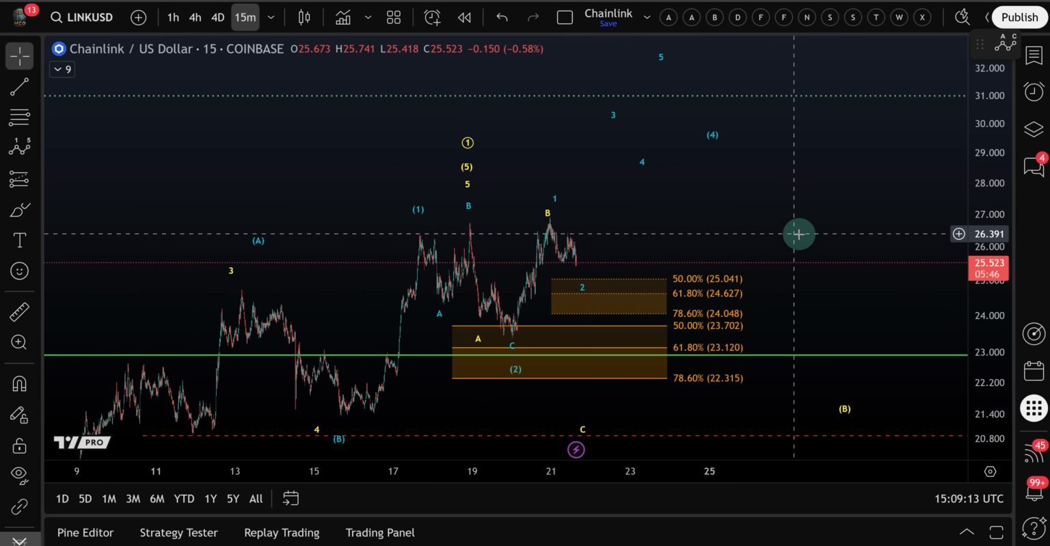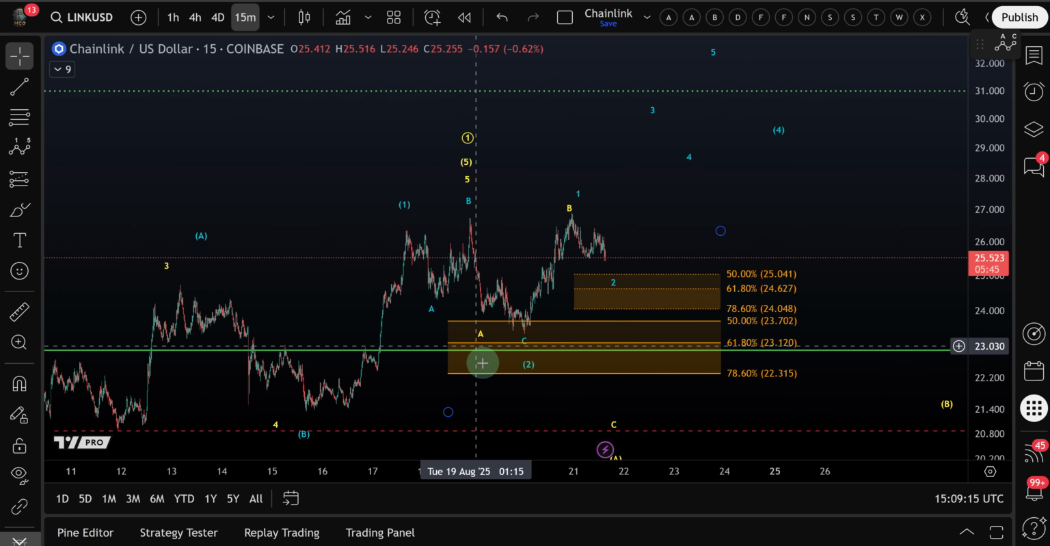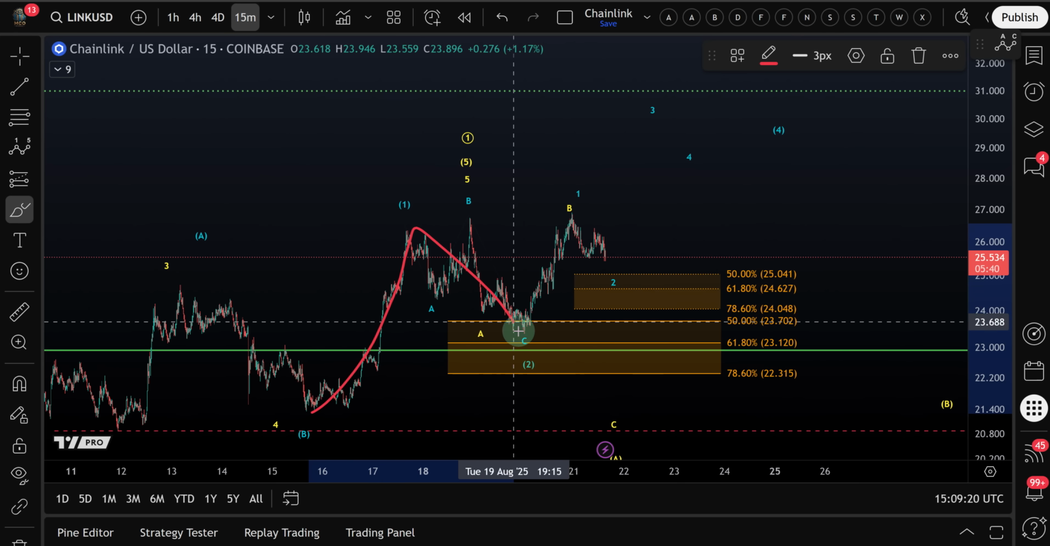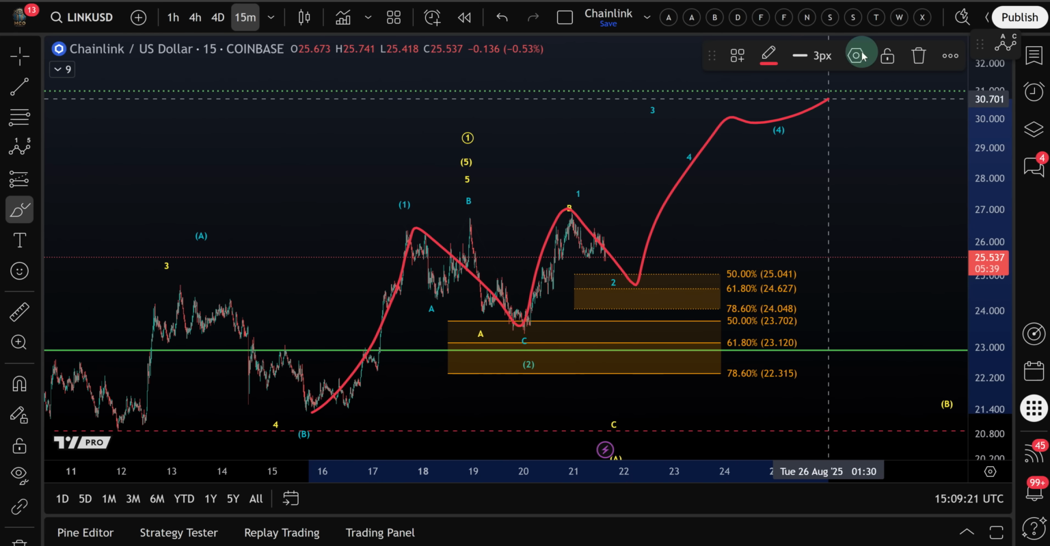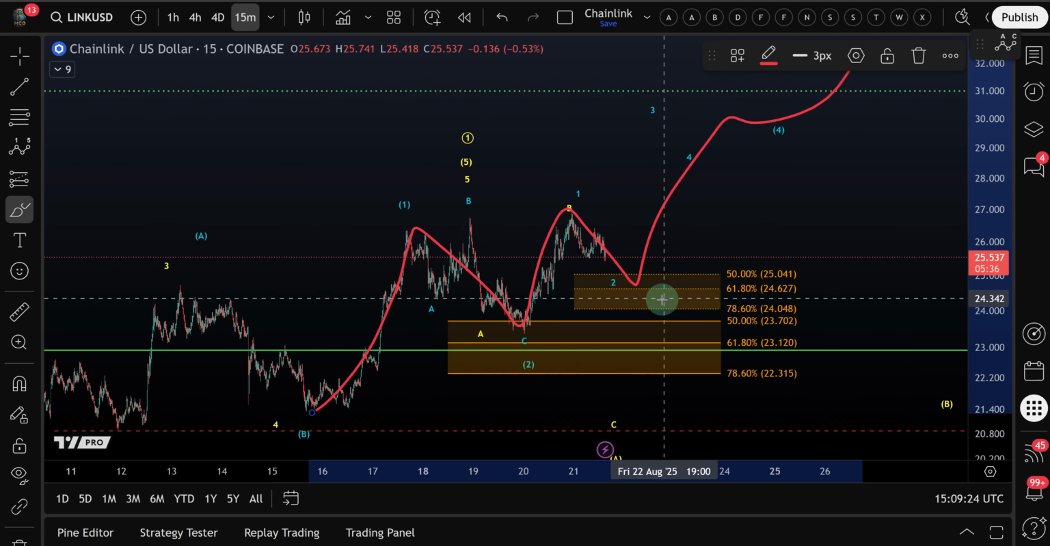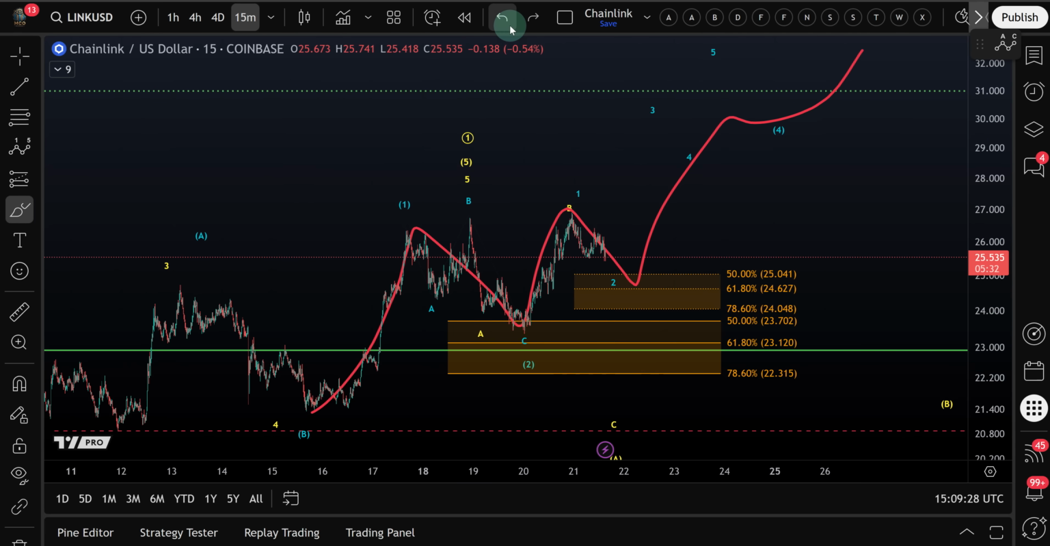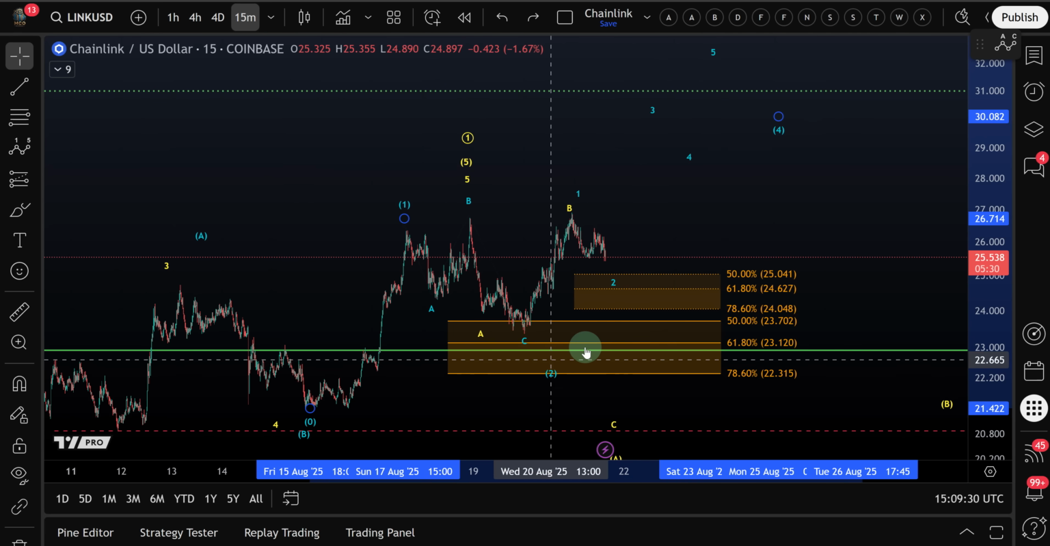So these are the two scenarios at the moment I'm tracking in the very short term. Either we're tracking a 1-2-1-2 setup and we go higher, or below $24.04 we're falling back into the larger box below, and this wave 2 might still be unfolding.